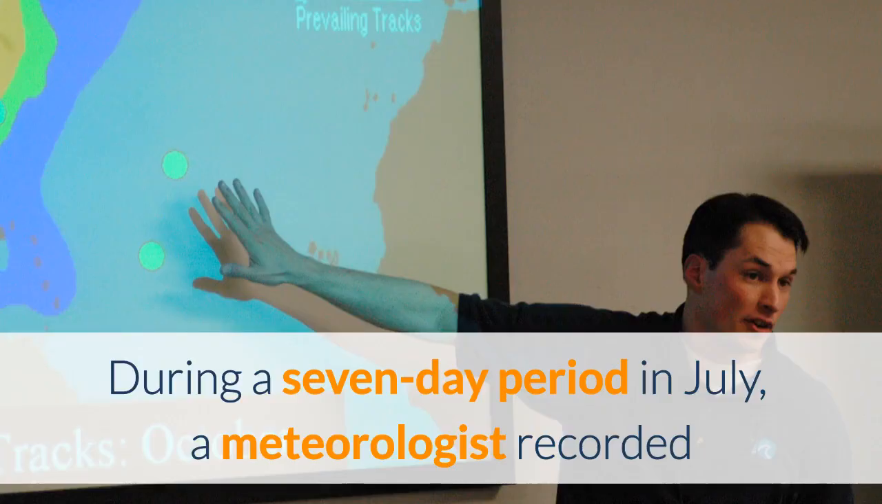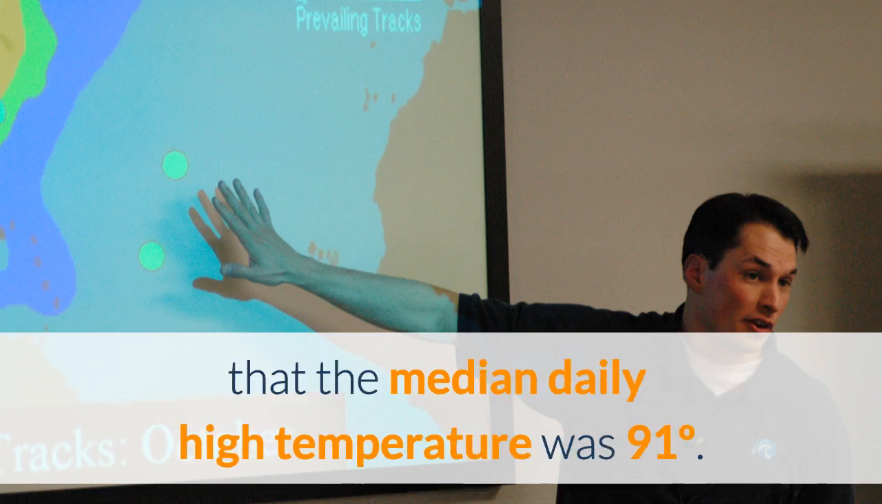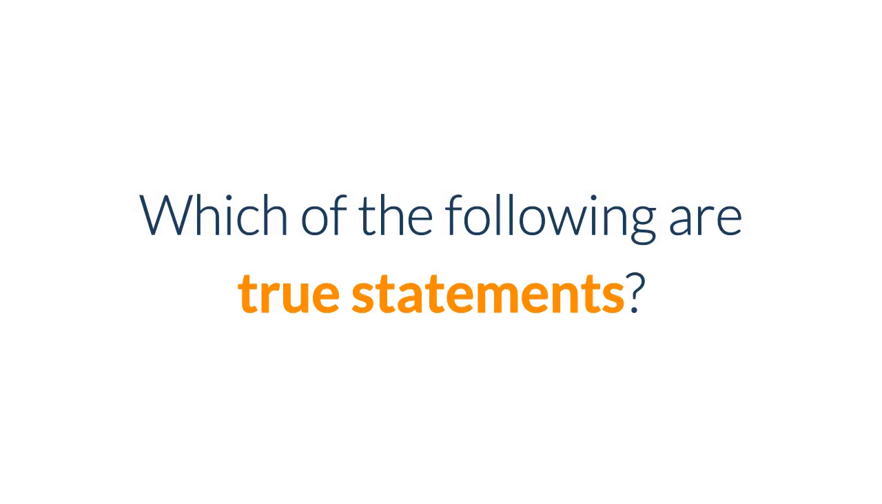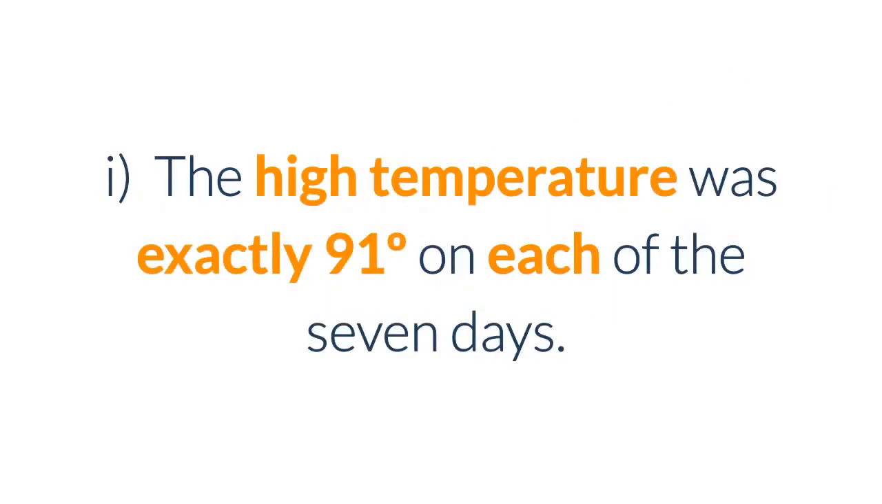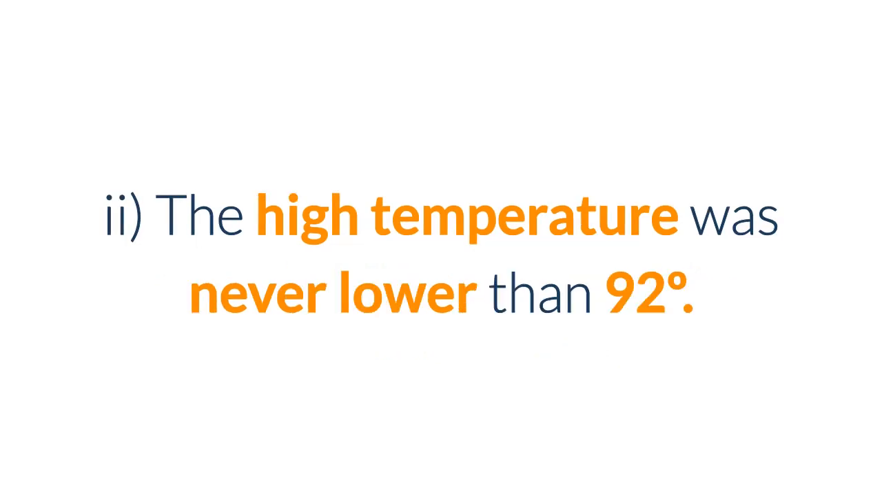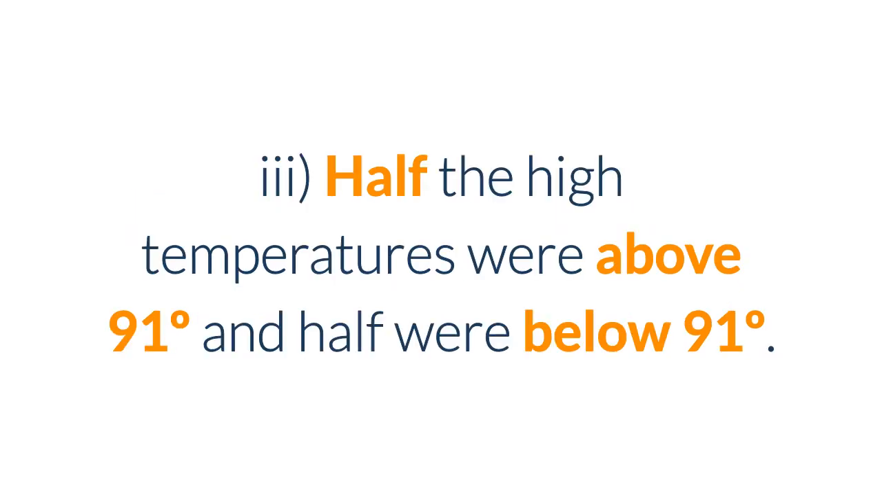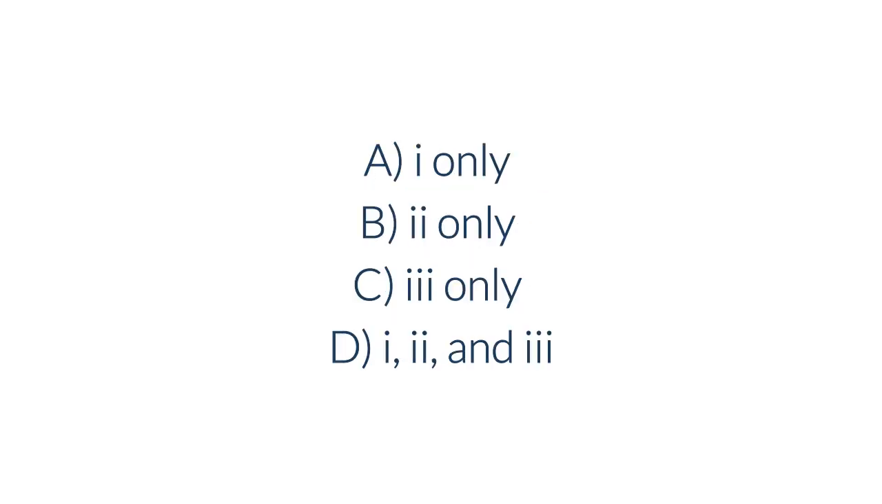During a 7-day period in July, a meteorologist recorded that the median daily high temperature was 91 degrees. Which of the following are true statements? 1. The high temperature was exactly 91 on each of the 7 days. 2. The high temperature was never lower than 92 degrees. 3. Half the high temperatures were above 91 degrees and half were below 91 degrees. A, 1 only, B, 2 only, C, 3 only, or D, 1, 2, and 3.